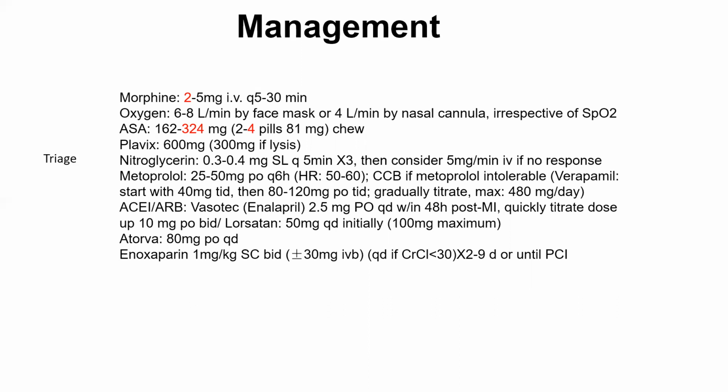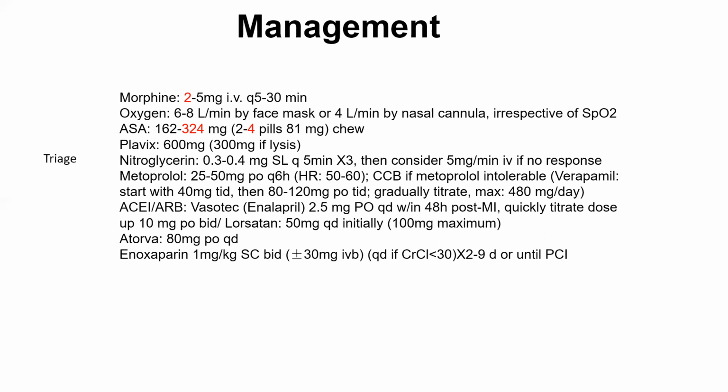So next is oxygen. You can either use 6 to 8 liters per minute by face mask or 4 liters per minute by nasal cannula. And also aspirin. Here I normally use 4 pills, 324 milligram, for my patients. Let them chew the aspirin, and just give them the maximum dose to prepare them for the PCI. And Plavix also, loading dose 600 milligram first. And if the PCI is not available, may consider using 300 milligram for the lysis preparation.